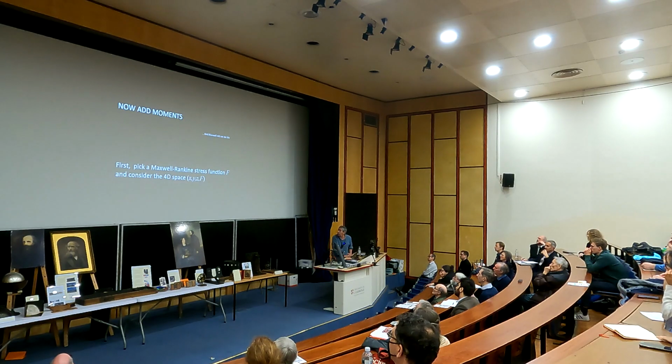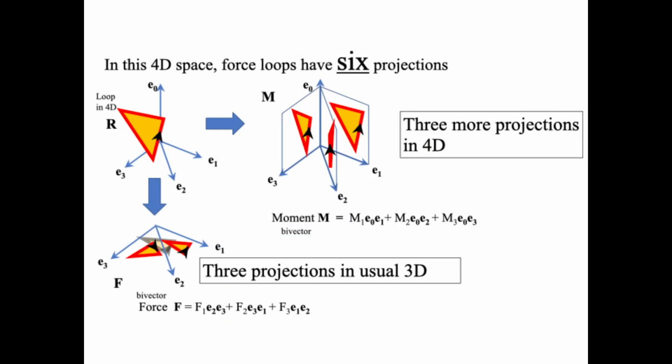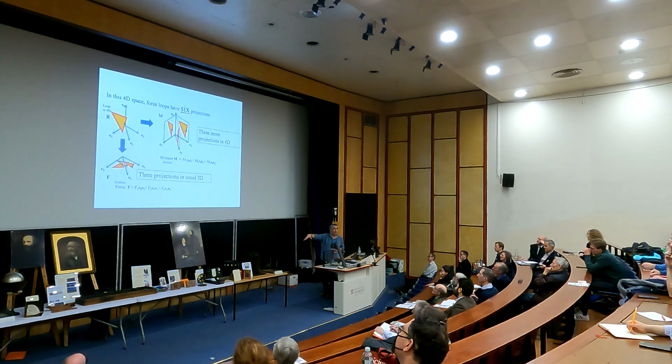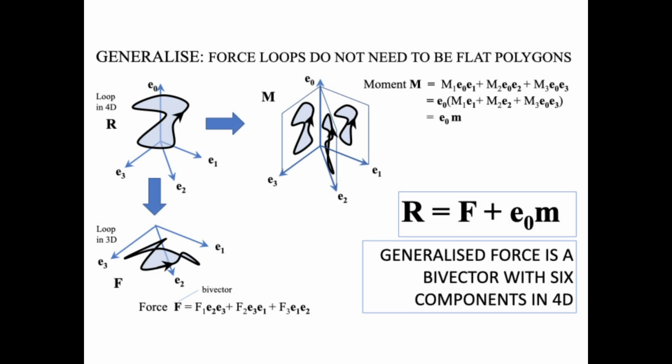So we're going to pick a Maxwell-Rankine stress function. We're going to consider a 4-dimensional space. And you'll consider that little triangle, which represents a force. And in 4 dimensions, you've got 6 projections. You can do the normal 3 projections, or your normal 3-space projections over at the bottom, or you can do the 3 other projections you get in 4 dimensions. So you've got 6 projections. It doesn't need to be a triangle, it can be more general. Let's just generalize.